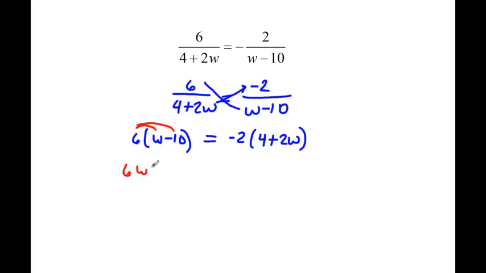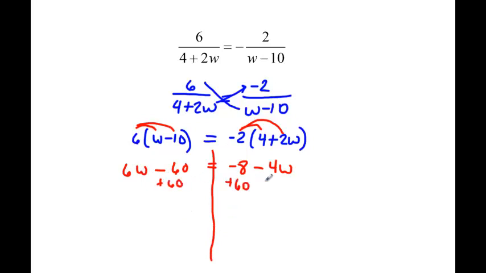So we got 6w and then minus 60. Over on this side, we got a negative 8, and negative 2 times positive 2w is negative, oh, wrong. Negative 2 times positive 2w would be negative 4w. Okay, let's get w's over on this side. So I like them there. Let's add the 60 over, and let's add 4w so that it can move over to this side.